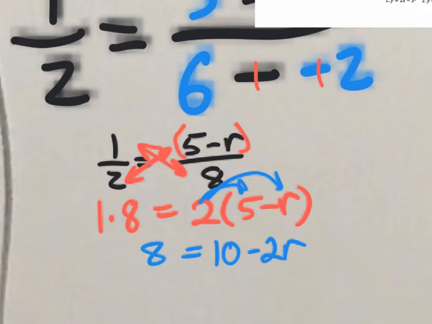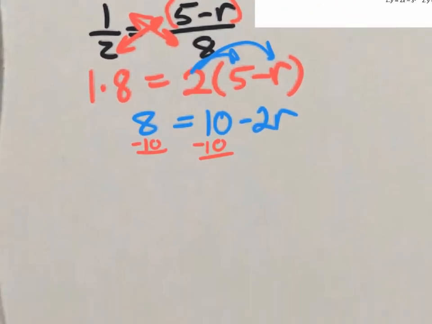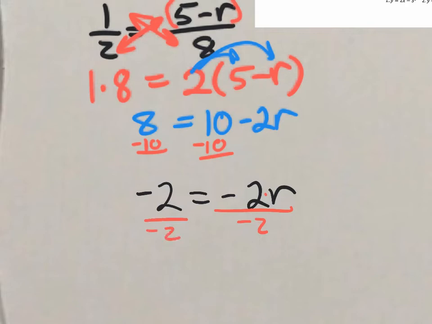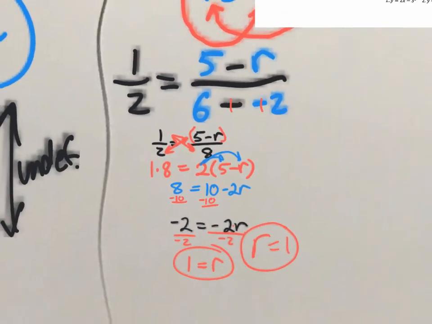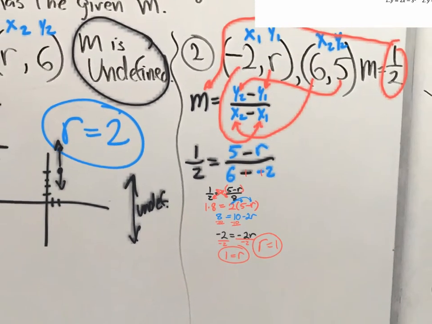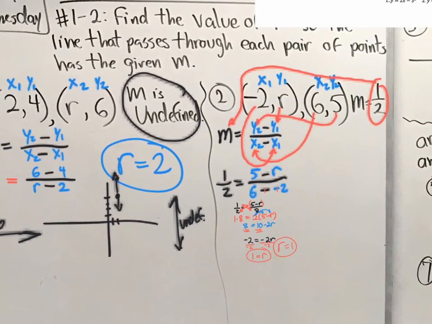And now let's get r by itself on the right side of the equal sign. So I'm going to subtract 10. Subtract 10. My new equation will be -2 equals -2r, which means that when I do my final step of dividing by -2, I have r equals 1. R equals 1. So those are the hardest type of questions that will be on tomorrow's quiz, where I give you the slope and I give you some coordinates, but with the missing value r.